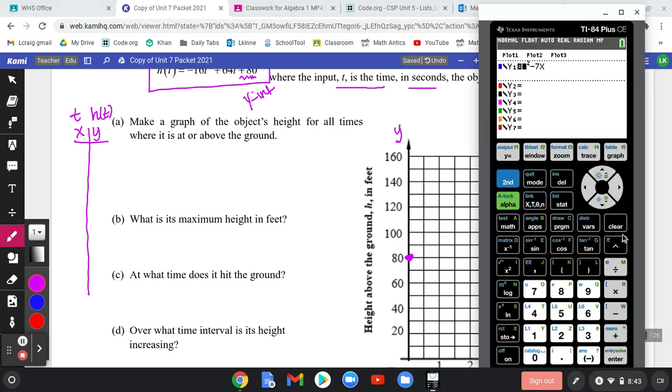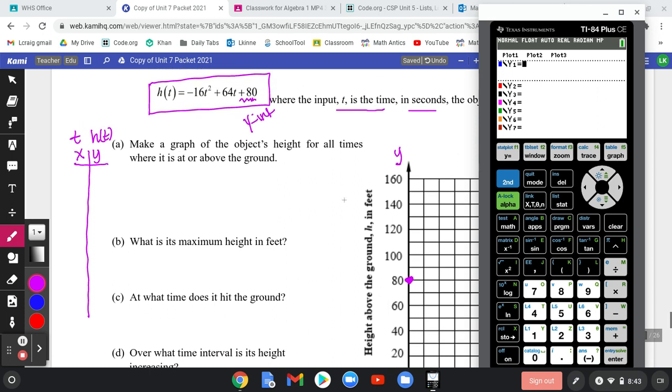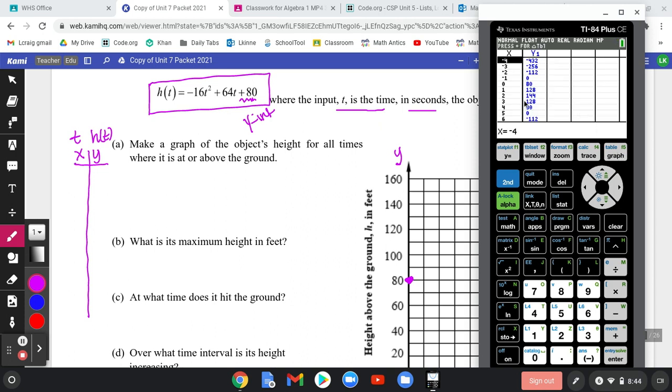They like to throw these on the regents too. All right, and negative 16. This button has an x, a t, a theta, it has all these things because whatever the variable is, you always want to use that button. Your calculator only recognizes x and y. Don't forget the squared. Plus 64x plus 80. Now, we're not going to be able to see this graph because it's starting way above the ground. So in this case, we're just going to go to the table. We know it's going to make that U shape. And in your table, you want to scroll down until you see things repeat. I can already see it here.